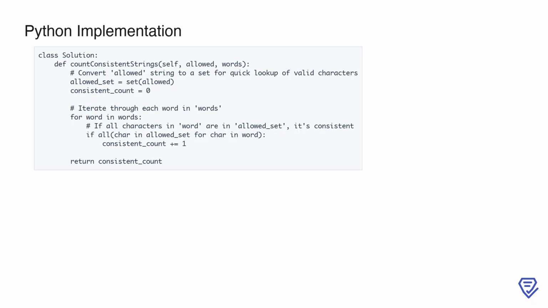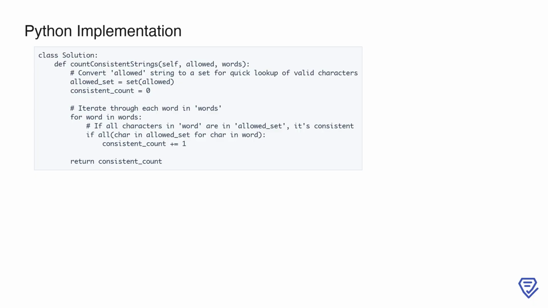Key points. Set conversion: converting the allowed string into a set optimizes membership checks, as set lookups are significantly faster than searching in a string. Efficiency: the algorithm processes each word and character in the input, making the complexity proportional to the sum of the lengths of all strings in words. This ensures the solution is efficient.